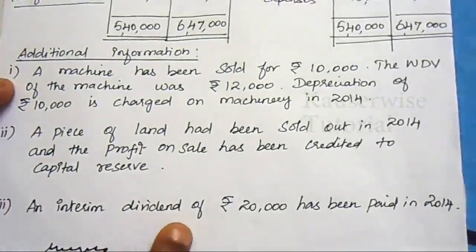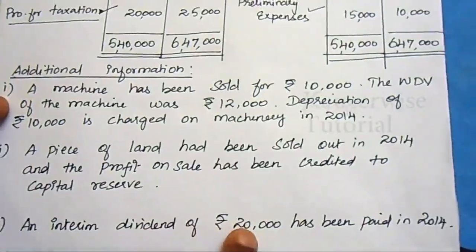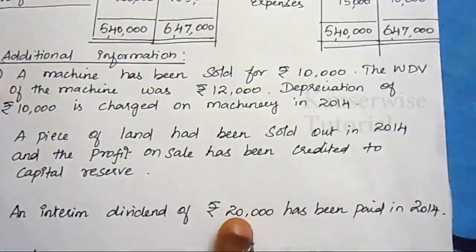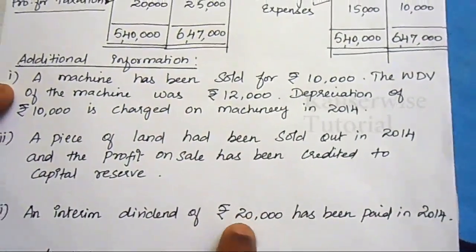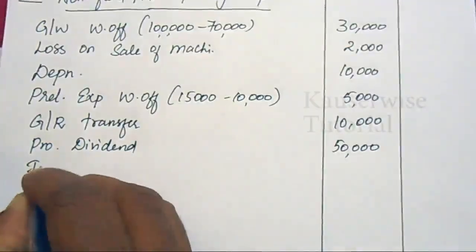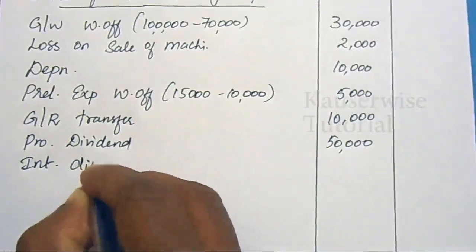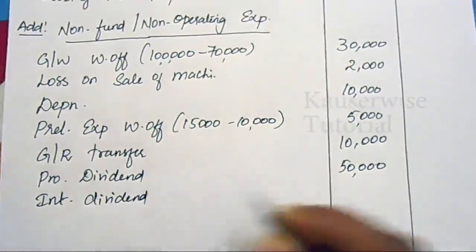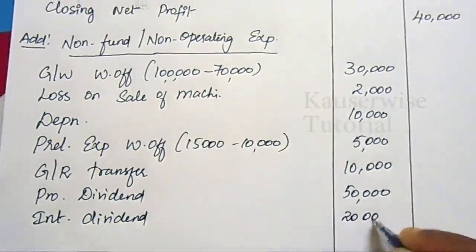Look at the last adjustment. An interim dividend of 20,000 has been paid. This will be recorded in two places: one is fund from operation and the other is application of fund. Interim dividend, how much? 20,000.